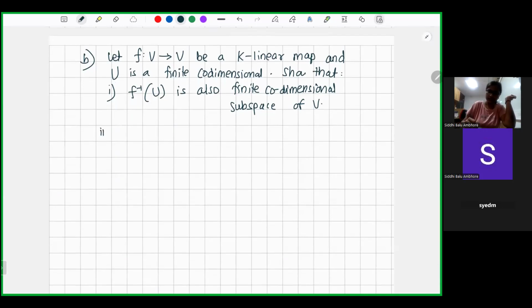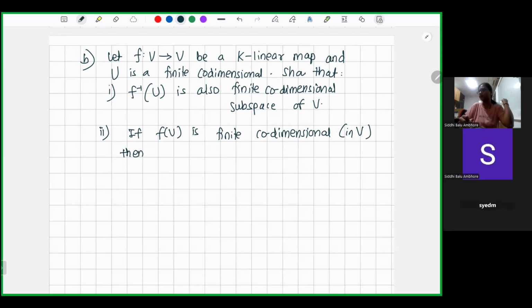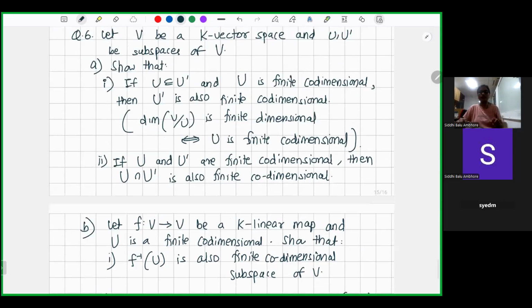And second is if f of V is finite codimensional in V, then f of U is also finite codimensional in V. Okay, so this is what we are asked to check.